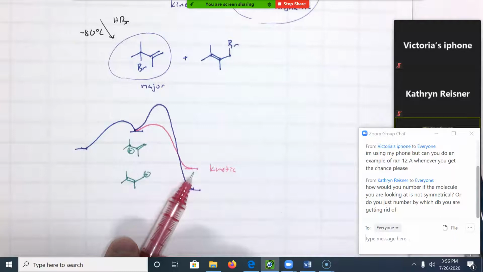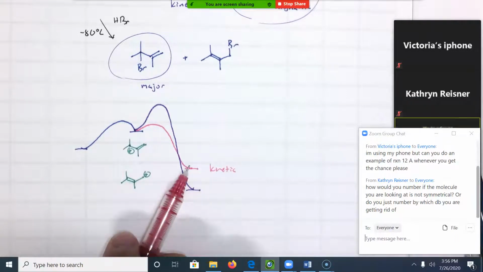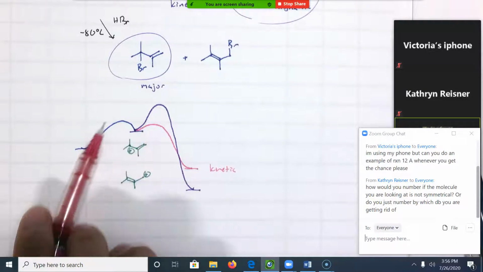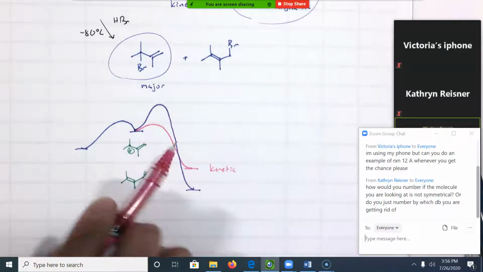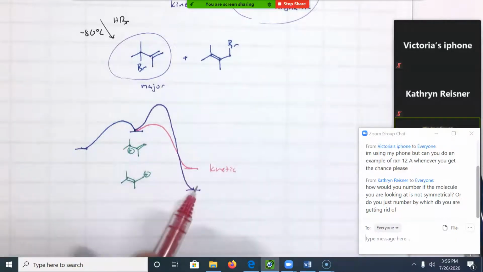If you're at low temperature, you're good. That's it, kinetic. But if you're high temperature, you could go backwards over this hill and start over again. And it's going back and forth. And every time you go back and forth, you get a little bit more of the thermodynamic.